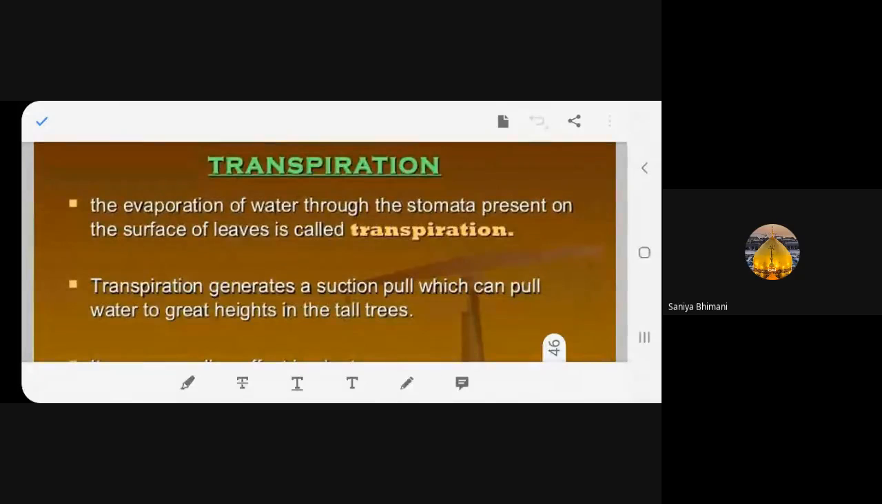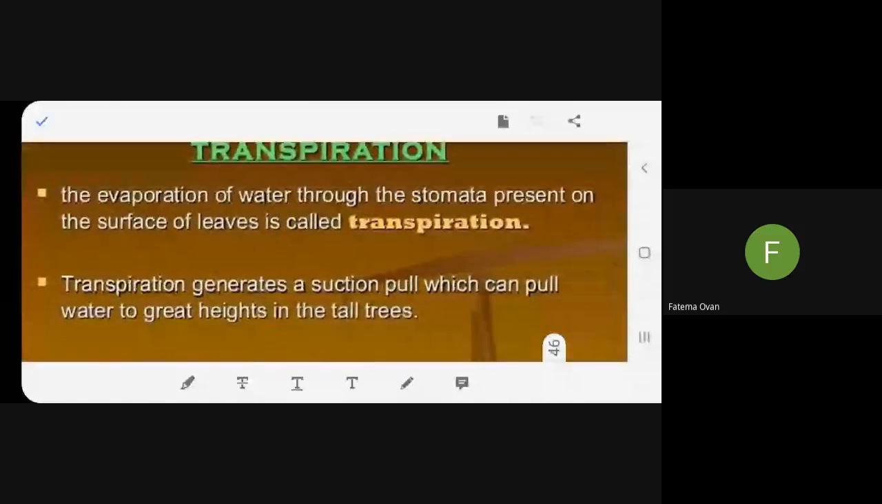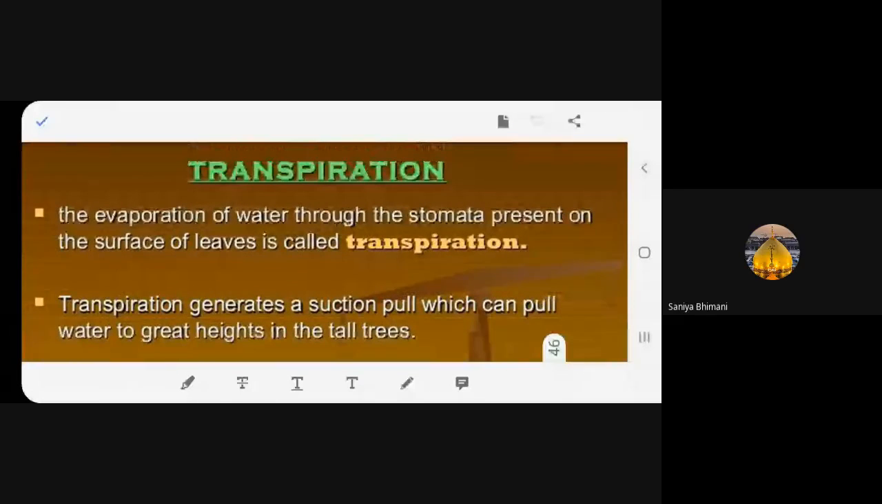Transpiration. The evaporation of water from the stomata present on the surface of the leaf is called transpiration. The transpiration generates the suction pull which can pull water to great heights in the tall trees.